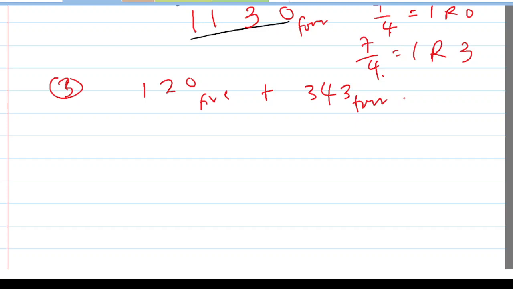The question might say you should convert it to a smaller base. If you are to convert it to a smaller base, it means you are going to convert 120 to base 4.